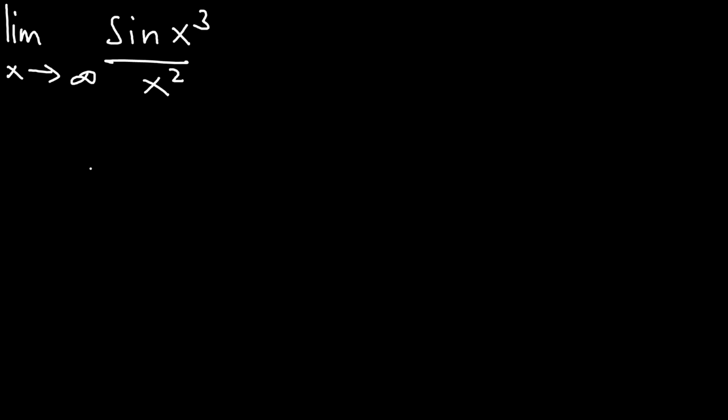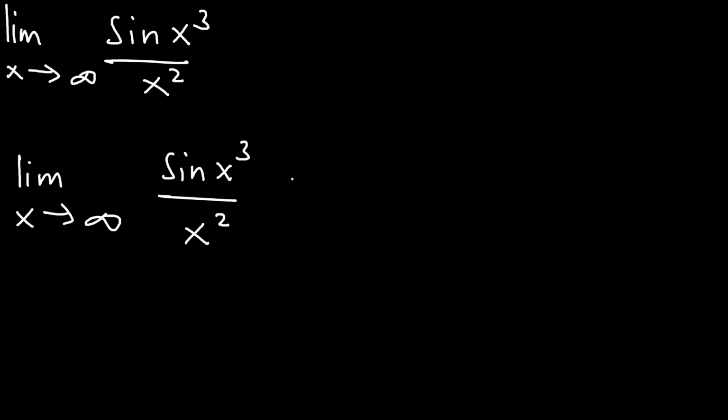Now we try out this. Solve the limit as x approaches infinity of sine x to the power of 3 divided by x to the power of 2. Once again, we need to make sure that this is the same as this. So we shall have the limit as x approaches infinity of sine x to the power of 3 divided by x to the power of 2. Now we shall multiply this by x and also this by x.